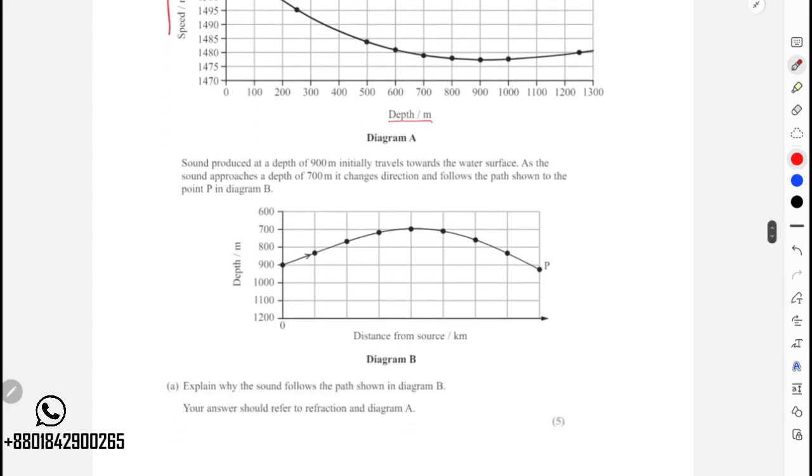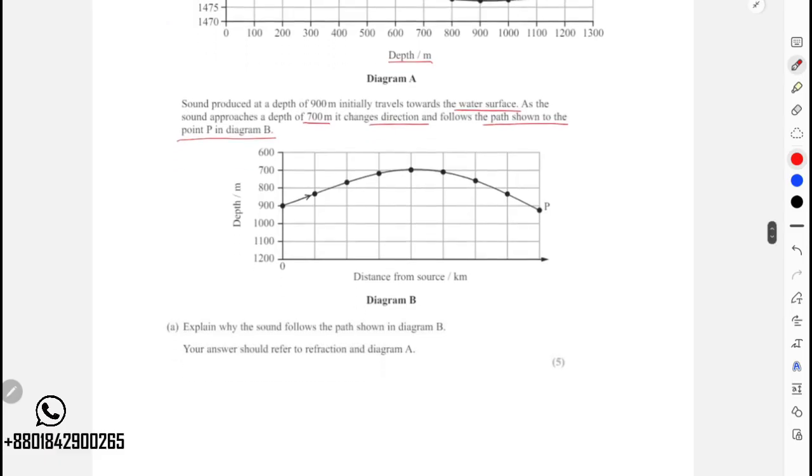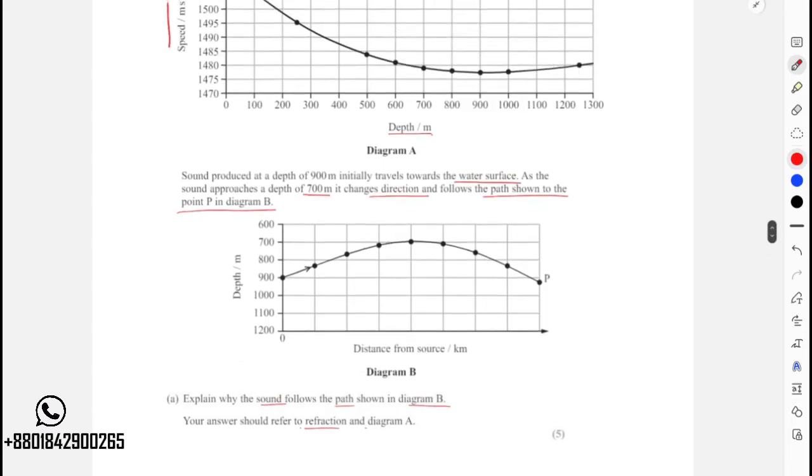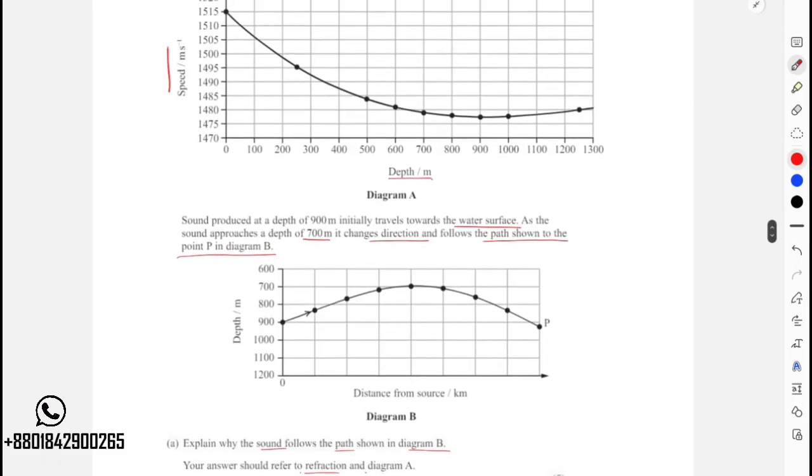And then again for diagram B, sound approaches a depth of 900 meters, initially traveling towards the water surface. As the sound approaches a depth of 700 meters, it changes its direction and follows the path shown to the point P in diagram B. Then it says to explain why the sound follows the path shown in diagram B. Your answer should refer to refraction and diagram A. Now over here, I don't know how I should entirely arrange this answer.